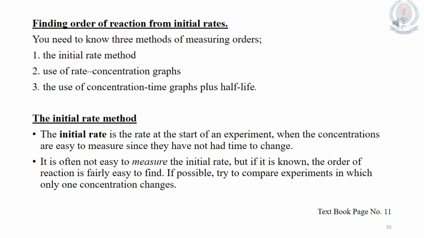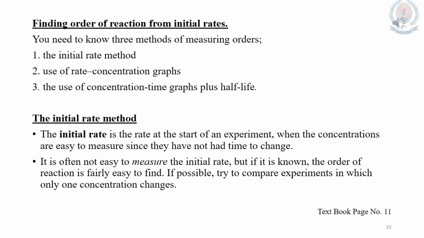Finding order of reaction from initial rates. There are three methods of measuring orders. First method, the initial rate method. Second method, use of rate concentration graph. Third method, the use of concentration time graph plus half-life.